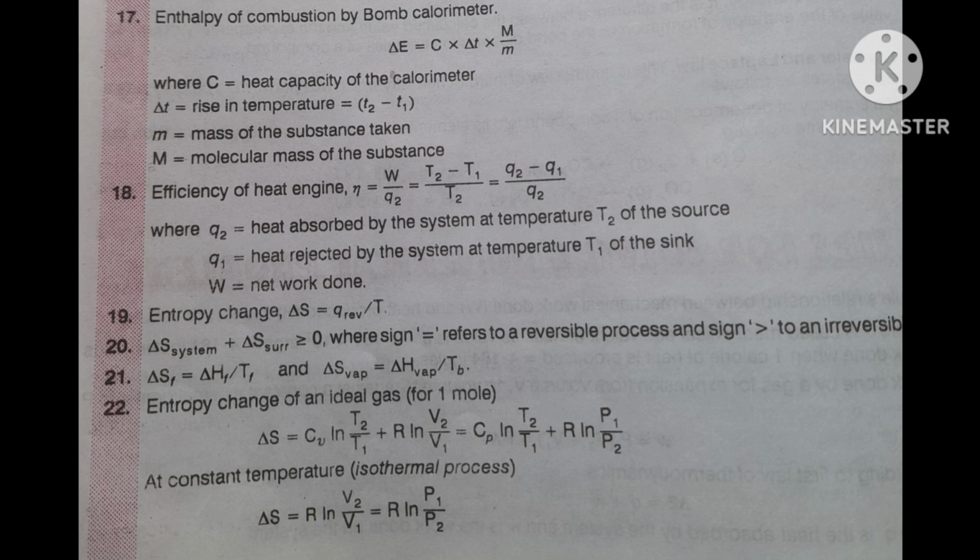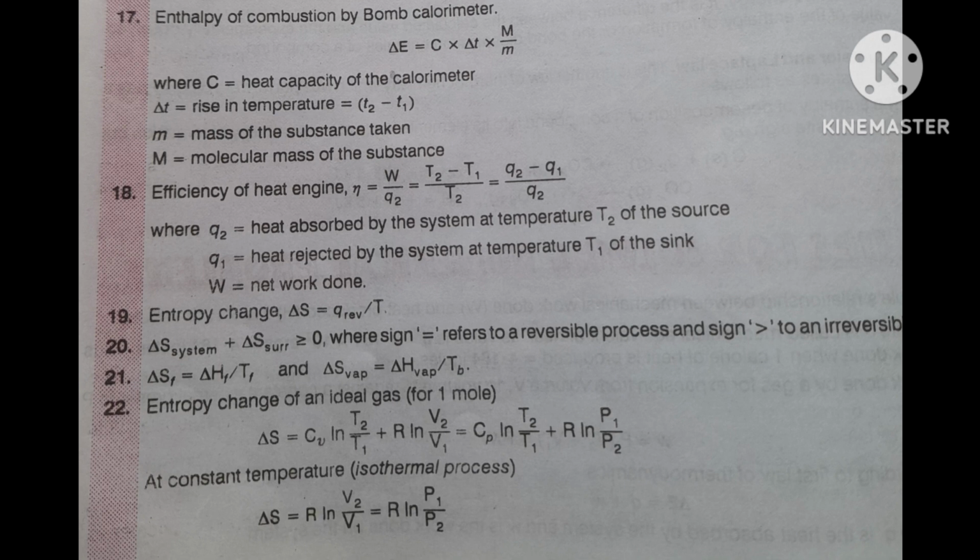Similarly, at constant volume, when volume is constant, that is the isochoric process. Isochoric process. Volume is constant. Then what will happen? Here we can see that when volume is constant, then volume term will not be there. Second term will not be there. R ln V2 upon V1, that term will not be there. Then what will be there? Only Cv ln T2 upon T1 will be there. Means delta S is equal to Cv ln T2 upon T1.